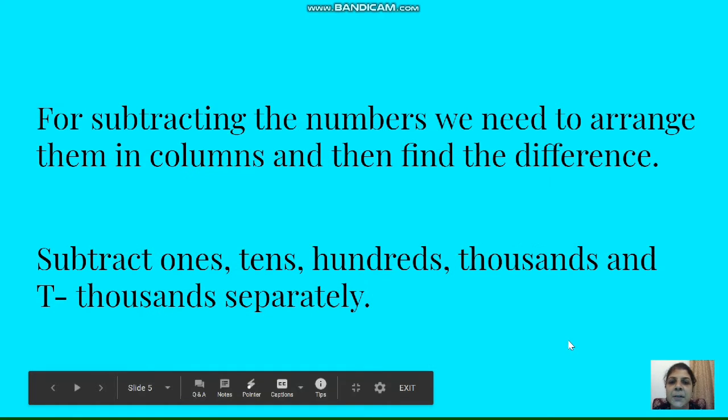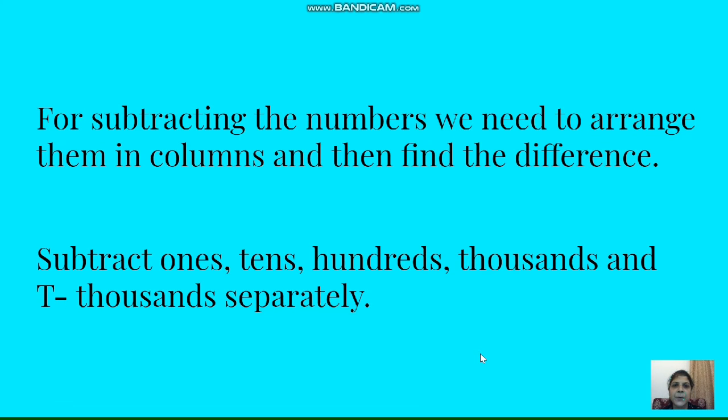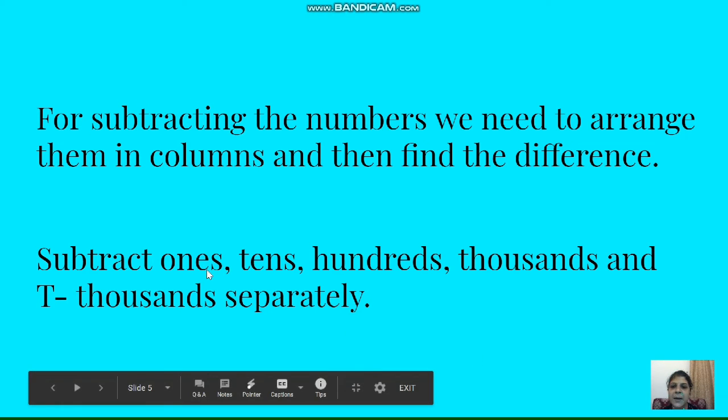Now let us follow certain rules and ways by which we are able to clearly understand the method of subtracting two numbers. Before subtracting the numbers, we need to arrange them in columns and then find the difference. We cannot just haphazardly keep the numbers. We have to arrange them properly, according to their place values: the ones, tens, hundreds, thousands and so on. Then we are able to subtract ones, tens, hundreds, thousands, 10,000s separately. Ones will be subtracted from ones, tens from tens, hundreds from hundreds, thousands from thousands and so on.